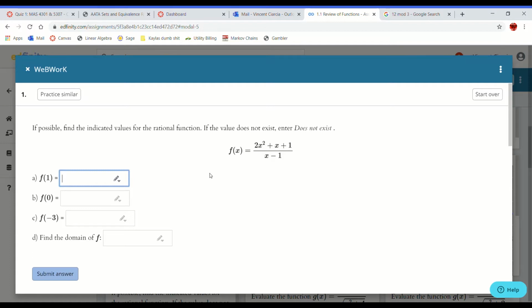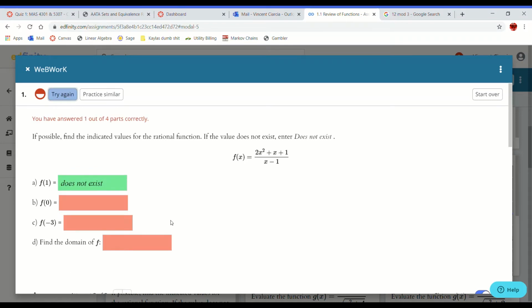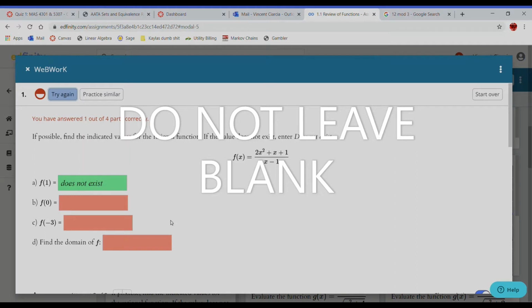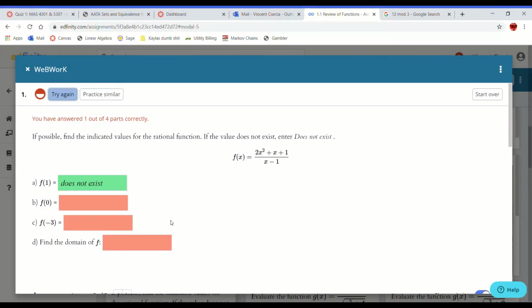So the answer to this question, the way that you input it, is you just type the words does not exist. Exactly like that. And I think it can also be lowercase or capitalized, but that's what it will accept, and that's what it's looking for. So don't put DNE, leave a blank, type the words does not exist.